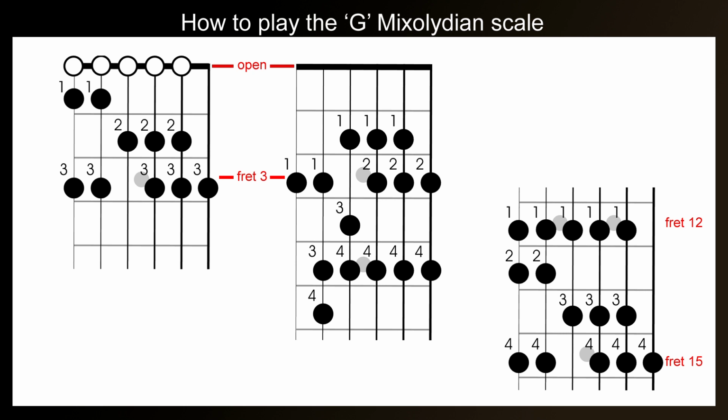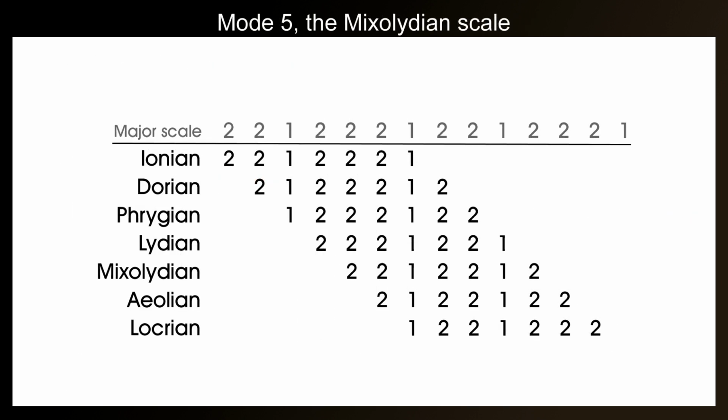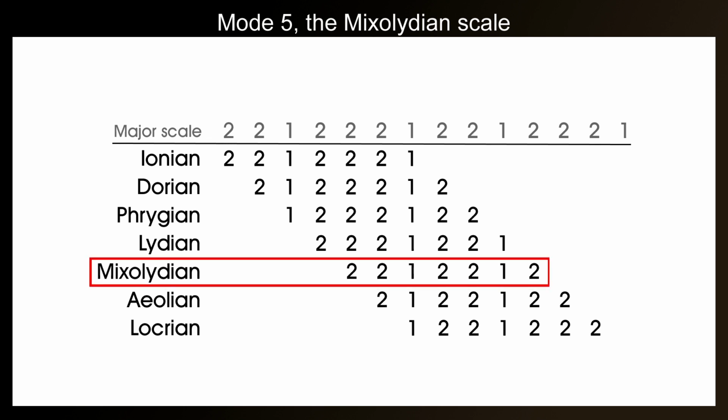And the reason we can have 3 different scales with the same name is that they all start and finish on the G, and they all have the same pattern. Even though the shape is completely different, they share the same pattern, and this makes them Mixolydian scales. Looking at this chart here, you can see how each of the modal scales has a different interval or semitone pattern, and the pattern for the Mixolydian scale is 2-2-1-2-2-1-2.